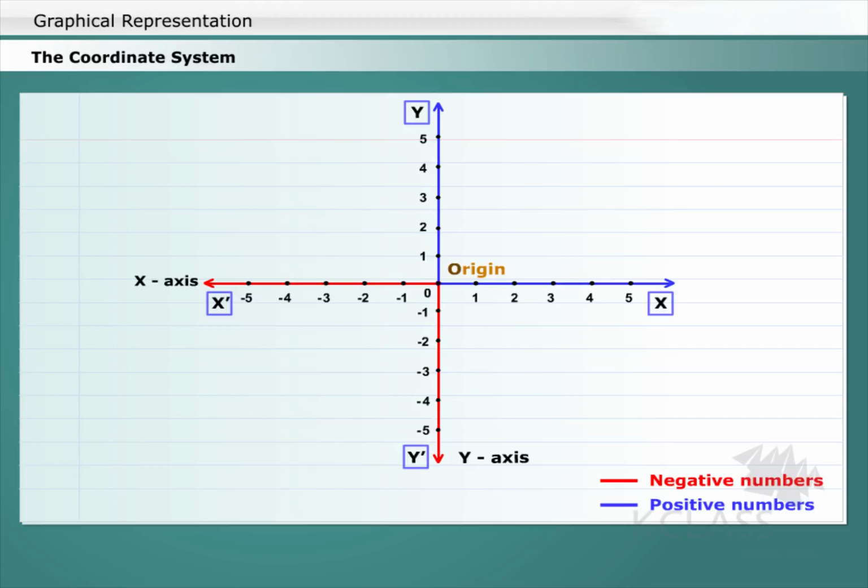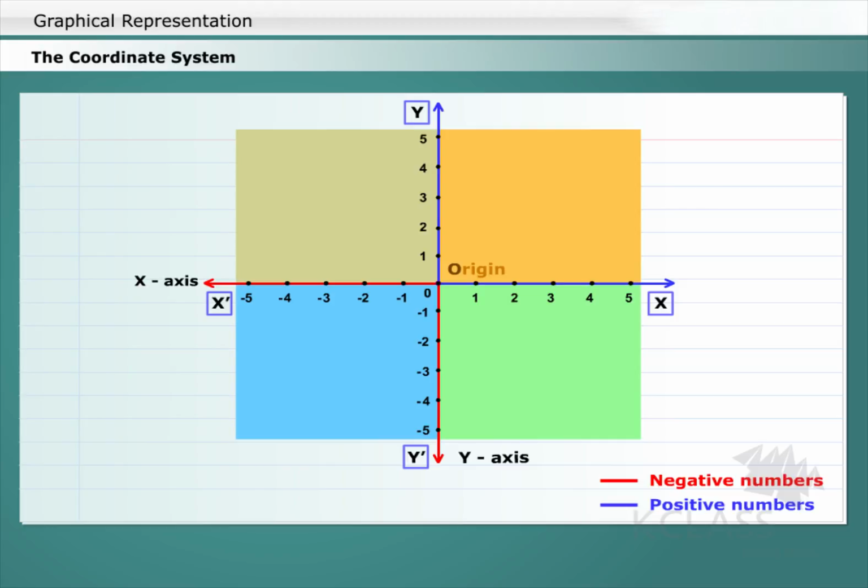In the coordinate system, the plane gets divided into 4 quarters or quadrants. These quadrants have special names. They are the first quadrant, the second quadrant, the third quadrant, and the fourth quadrant. Thus, any point in plane is in one of these quadrants, or on the x or y axis.